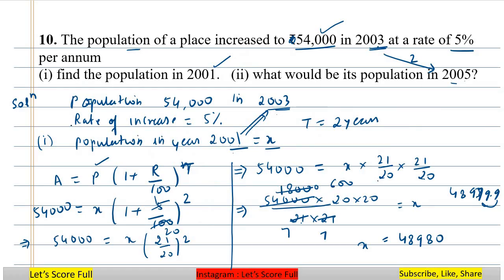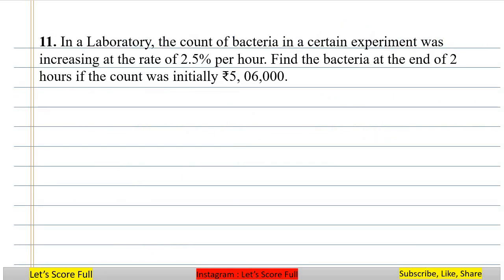Here the past income they have given and asked for the past population. Future population was given and asked for the past population. But in this case, present population is given and asked for the future population, right? Okay. Now let's move to the next question.